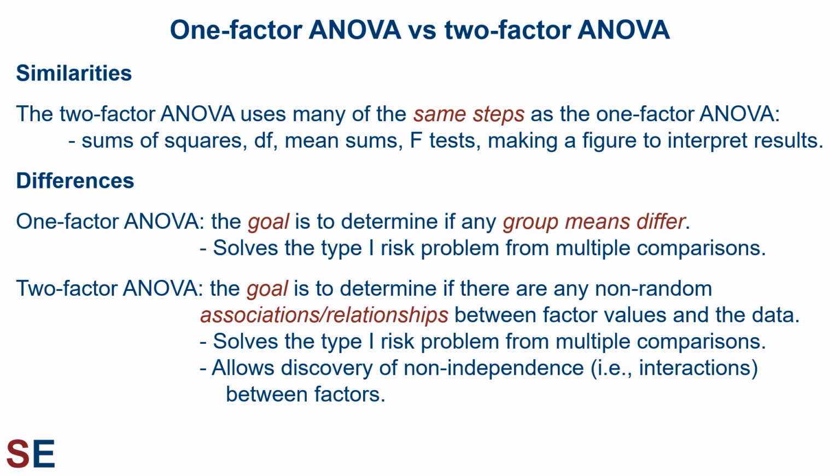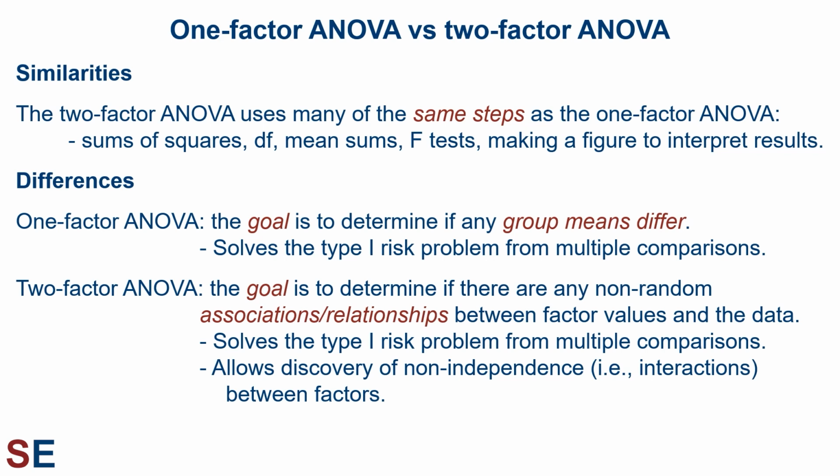For the two-factor ANOVA, the goal is to determine if there are any non-random associations or relationships between factor values and the data, not just to determine whether individual group means differ from each other. While the two-factor ANOVA also solves the type 1 risk problem from multiple comparisons when looking at the two factors, a critical additional benefit is that it also allows discovery of non-independence, that is, interactions, between factors. This non-independence can often be one of the most interesting things to learn about the system we're studying.